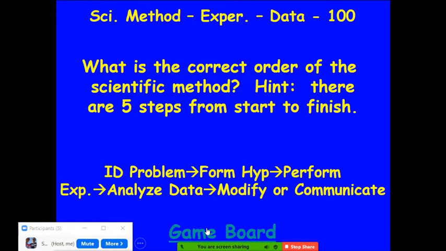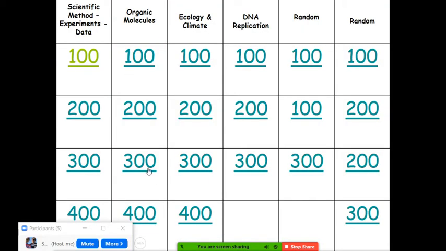All right, here we go. You got to identify the problem, form a hypothesis, perform the experiment, analyze your data, and then you have 2 choices. You either modify the experiment if your data does not match what your hypothesis was, or if it does, then you communicate results. All right, here we go.